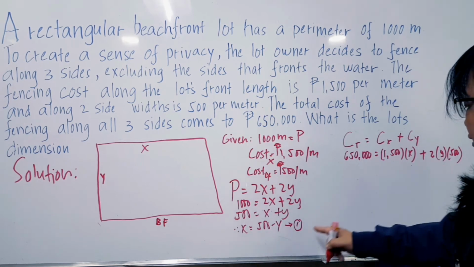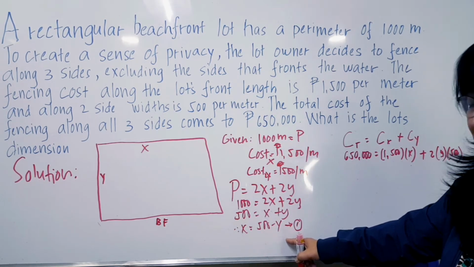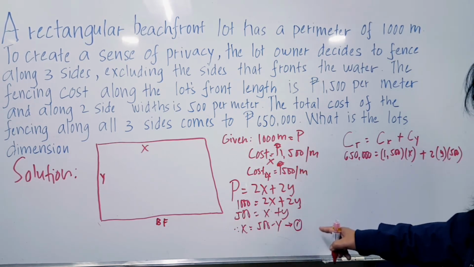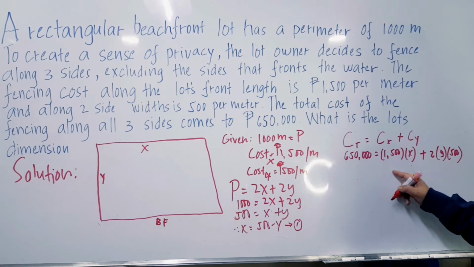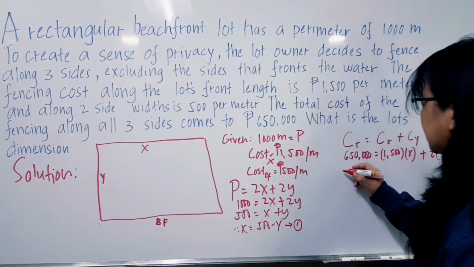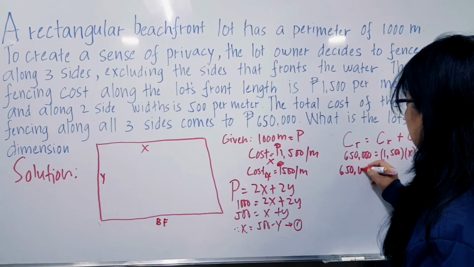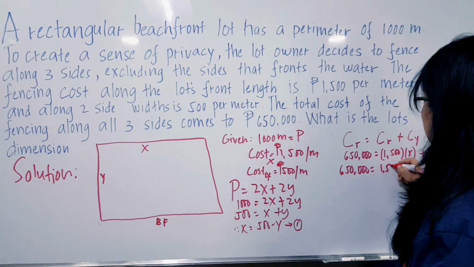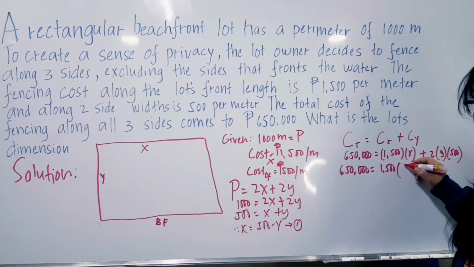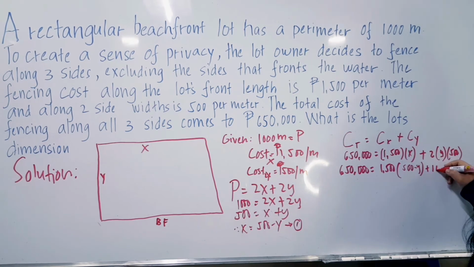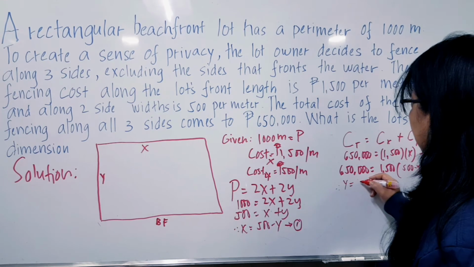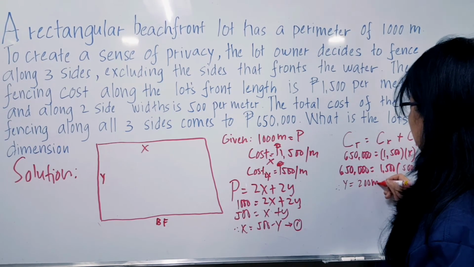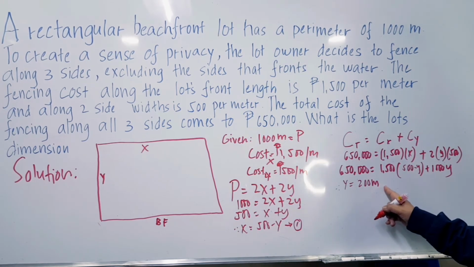Therefore, here, because we have the price, we have equation 1, which is the value of x, equal to 500 minus y. So, we can substitute it here para iisa na lang ang hanapin natin, para iisa na lang variable, which is y. So, substituting, 650,000 is equal to 1,500 times x, which is 500 minus y, plus 2 times 500 times y. Therefore, simplifying this one, y is equal to 200 meters. Yan, nakuha natin ang y.